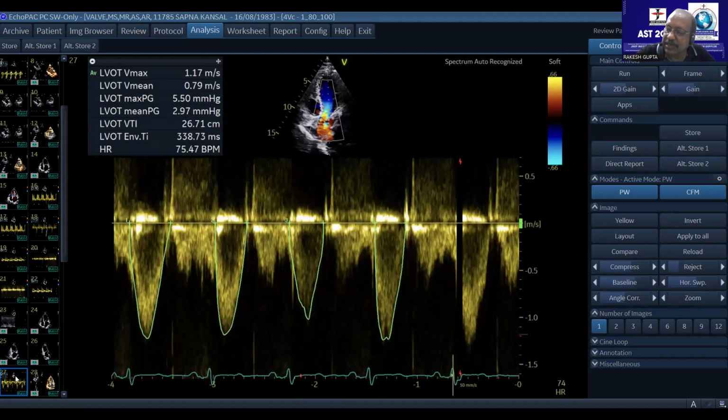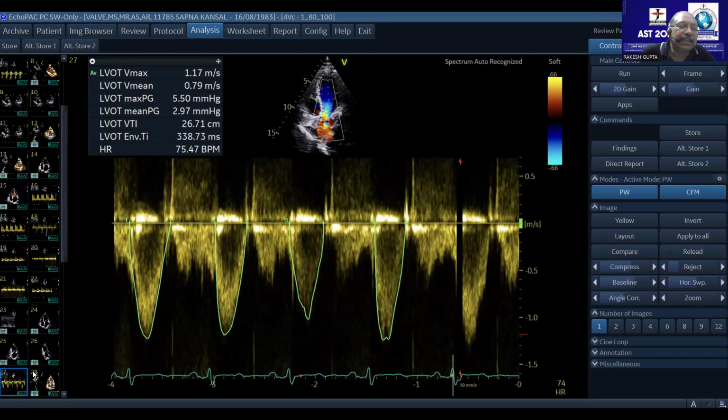Okay, 0.399. It means we are way away from 0.25. Correct? So if it's less than 0.25, then we are comfortable in saying severe aortic stenosis. That's one parameter.